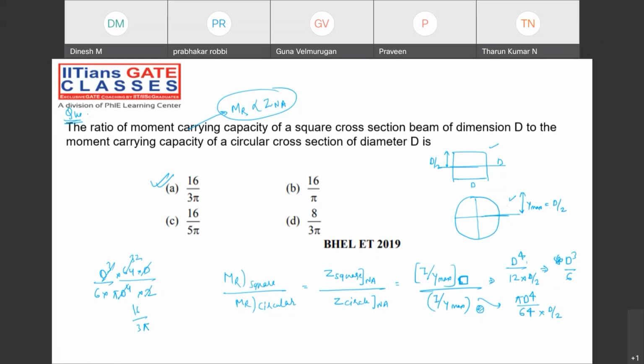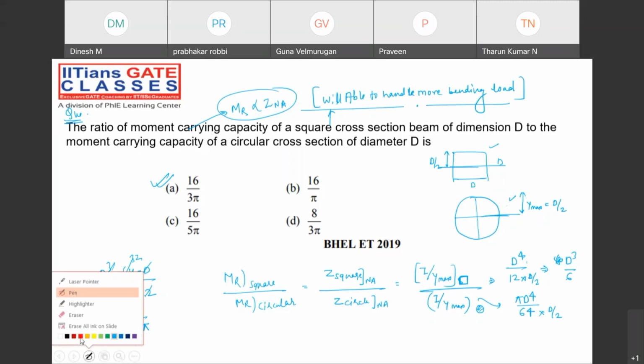Perfect. So which one is able to resist more bending moment? The square cross section will be able to handle more bending moment, more bending load, simply. That will be the answer. So your beam should be made up of square cross section rather than circular cross section. So that is correct formula-wise.